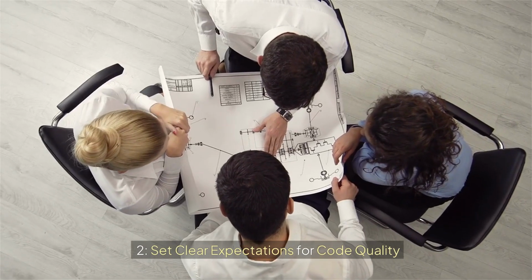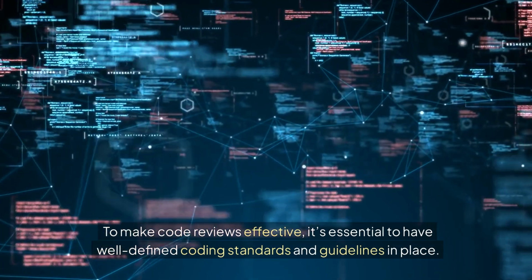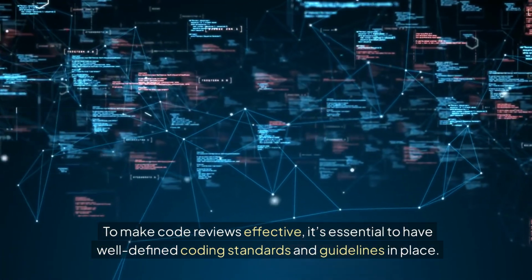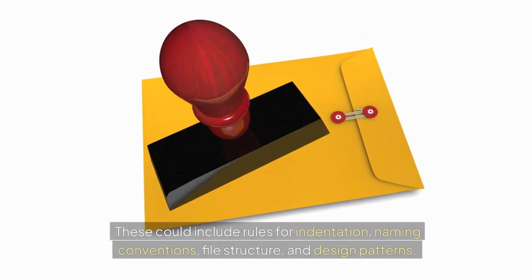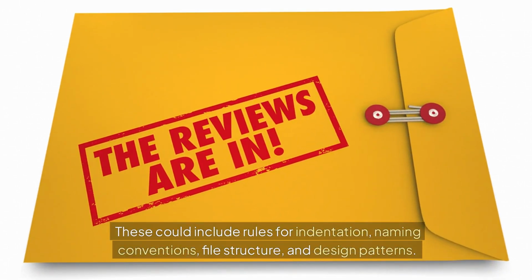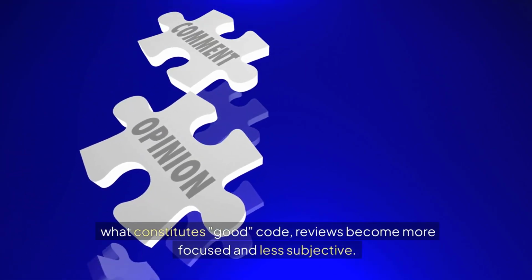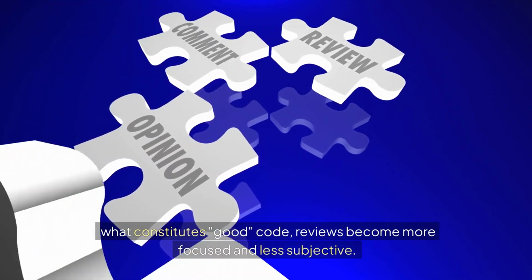2. Set clear expectations for code quality. To make code reviews effective, it's essential to have well-defined coding standards and guidelines in place. These could include rules for indentation, naming conventions, file structure, and design patterns. When everyone understands what constitutes good code, reviews become more focused and less subjective.